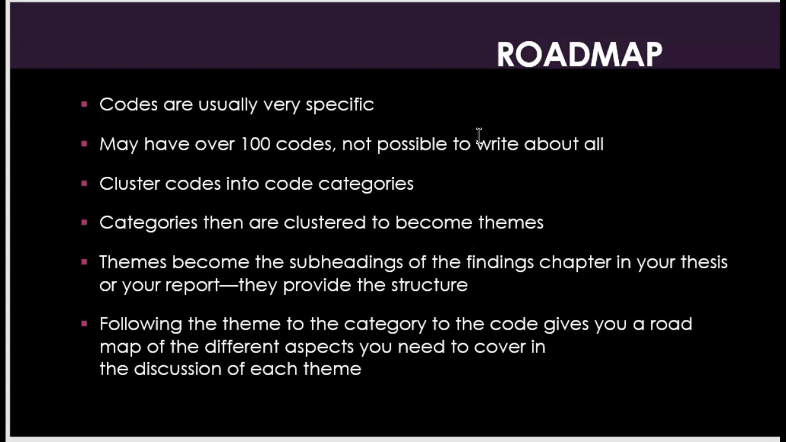The roadmap part of this is when you're writing about your themes, you can look back to see what categories were in those themes, and that will then give you the codes to look back. And when you find the codes, you can then go back to your data and see exactly where those codes are. And then you can pull quotes from the participant interviews that most symbolize that code.